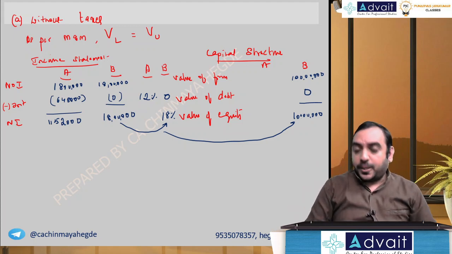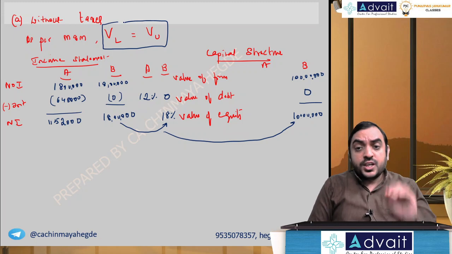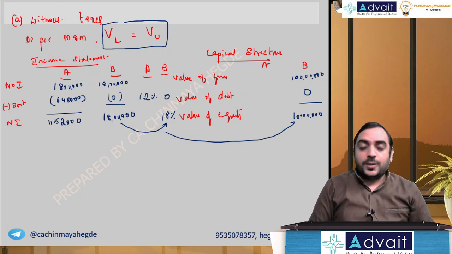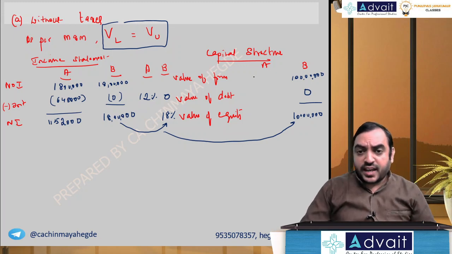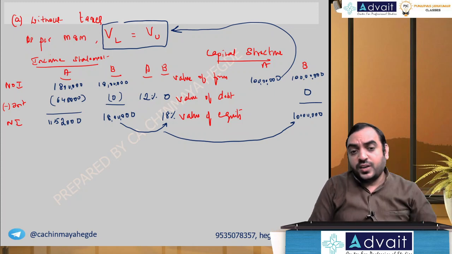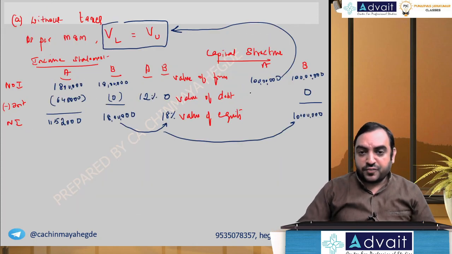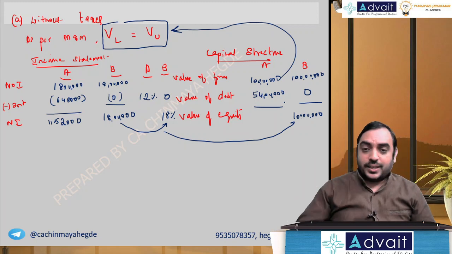Okay. Let's come to company A. Now, what does this M&M approach tell you? Value of levered firm and value of unlevered firm are equal. So value of company B is 100 lakhs, value of company A is also 100 lakhs. Overall value of the firm will remain same. What about the value of debt? They have given already 54 lakh. So what is the value of equity? 100 lakh minus 54 lakh, 46 lakh.